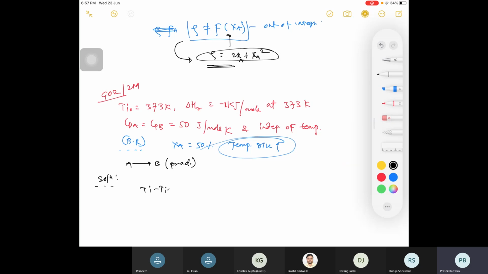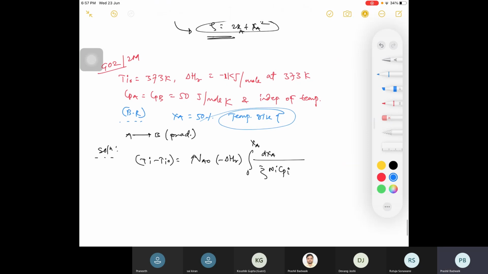Ti minus Ti naught is equal to what is converted, that is your Fa naught usually, but it is Na naught here. Na naught, minus delta HR reaction, integration 0 to Xa dXa divided by your summation of Ni into Cpi. Same as your CSTR. How did we remember it in CSTR?